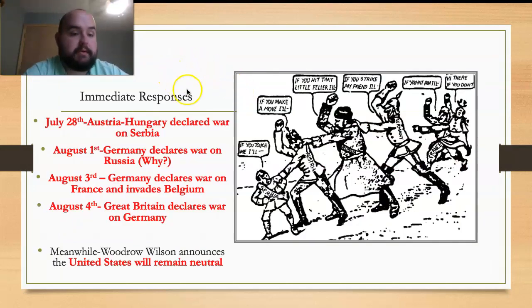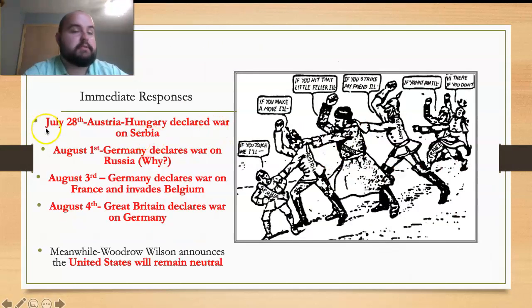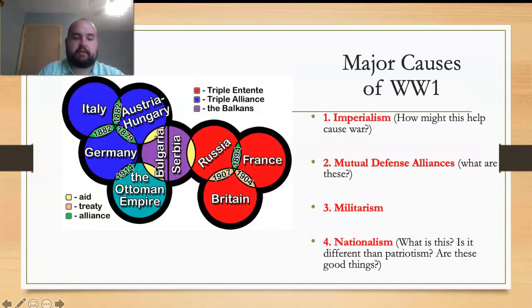So some of the immediate responses following the assassination. So again, the assassination was on June 28, 1914. By July the 28th, Austria-Hungary had gone ahead and declared war on Serbia. By August the 1st, Germany had declared war on Russia. Why do you think they would do that, by the way? Again, it goes back to the mutual alliance charts. Russia is allied with Serbia, so Germany's going ahead and jumping the gun and attacking the ally or the enemy of their ally.